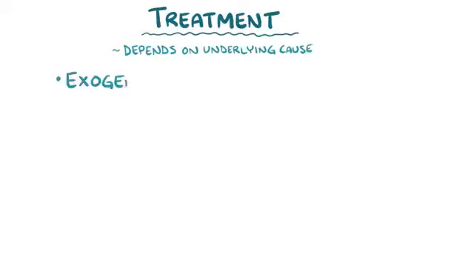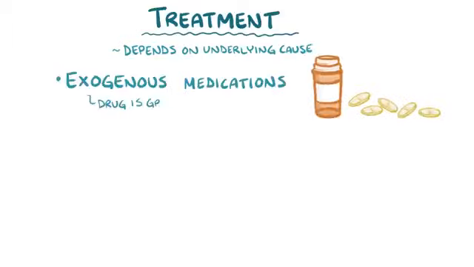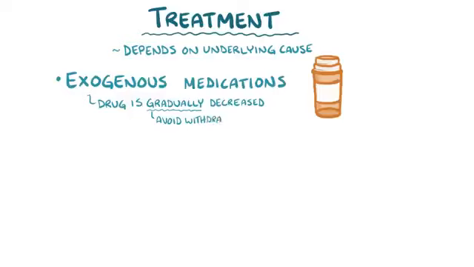Treatment of Cushing syndrome depends on the underlying cause. If it's due to exogenous medications, then the offending drug is gradually decreased and eventually stopped if possible. It's important to avoid sudden steroid withdrawal, though, because that can cause an adrenal crisis, which is life-threatening. That's because the adrenal glands might be atrophied and might need months to recover fully, and during that time, the body needs the exogenous steroids to function normally.